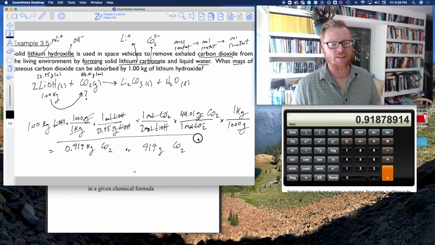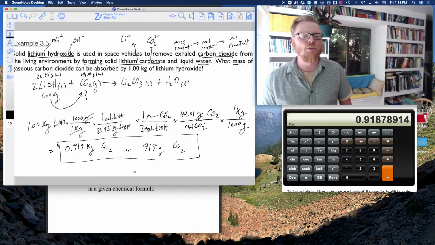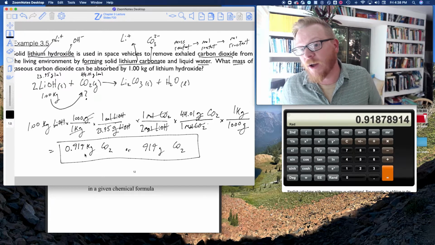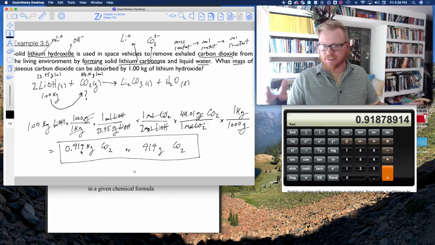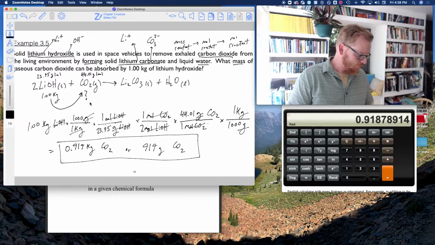Since the question didn't specify what they want, either is fine. But what's useful about comparing kilograms to kilograms, that's kind of neat, right? That roughly 1 kilogram of lithium hydroxide will absorb about 1 kilogram of CO2. It's technically 0.919, but all the same, it's kind of nice to see that it's about the same mass, even though we wouldn't have been able to guess that right away from the mole to mole ratio. Okay? So let's keep going.